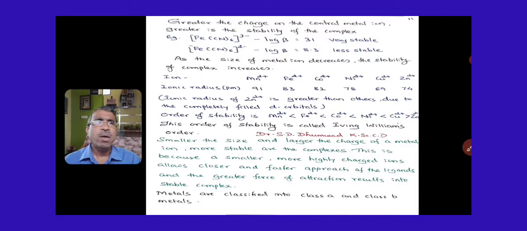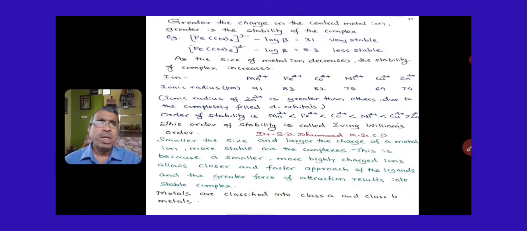As the size of the metal ion decreases, the stability of the complex also increases. Let us take manganese, iron, cobalt, nickel, copper and zinc, which are all in the +2 state. When I take the ionic radius in picometers, from manganese to copper the ionic radius decreases, and from copper to zinc it increases. This is due to the completely filled d orbitals in the case of zinc.